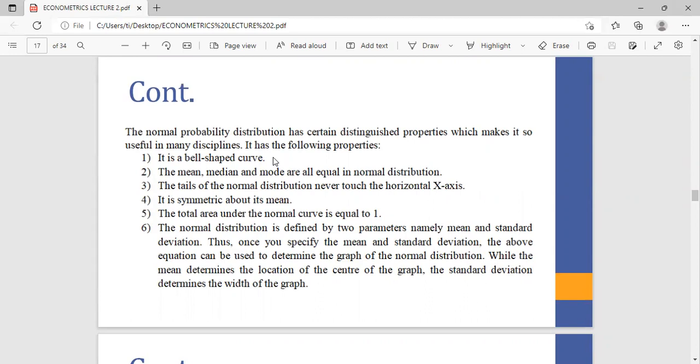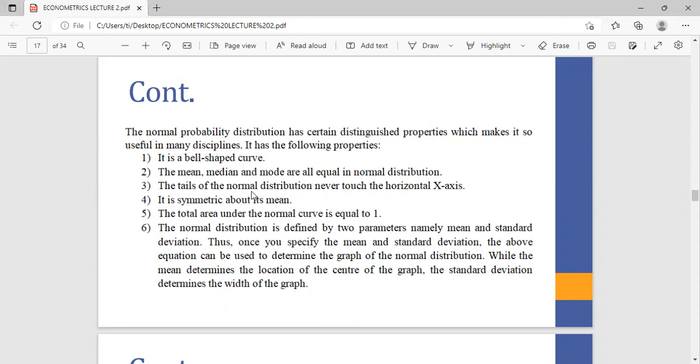The curve is symmetrical around its mean. The total area of this curve is 1, or 100%. 50% lies in the left tail and 50% in the right tail. This is the meaning of a bell-shaped or symmetrical curve. In this distribution, the mean, median, and mode are all equal. So this is an important characteristic.